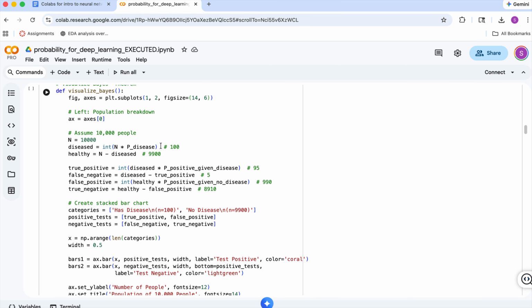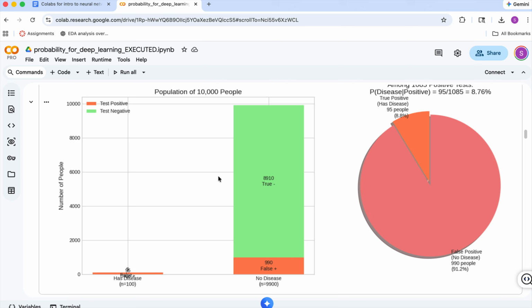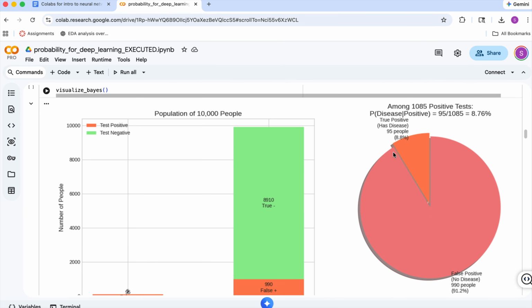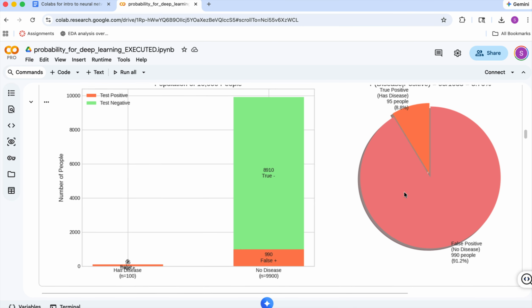Next is visualizing Bayes theorem with population breakdown. Here I simulate a population of 10,000 people and visualize how many fall into each category: true positives, false positives, false negatives and true negatives.